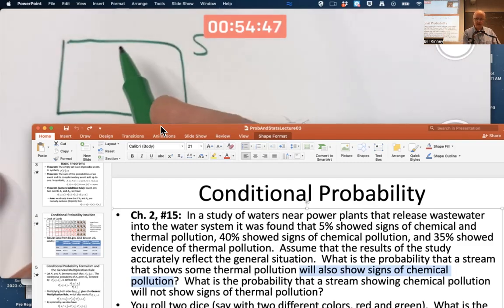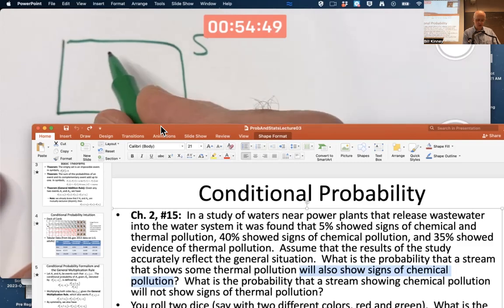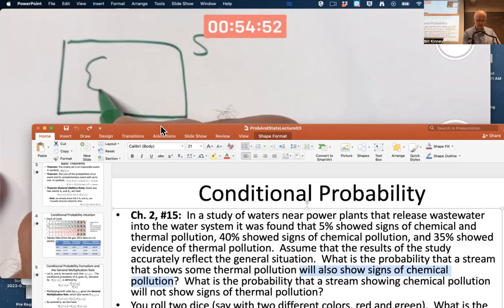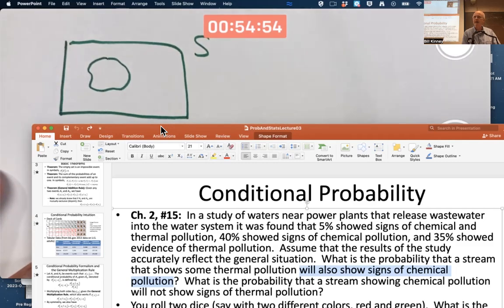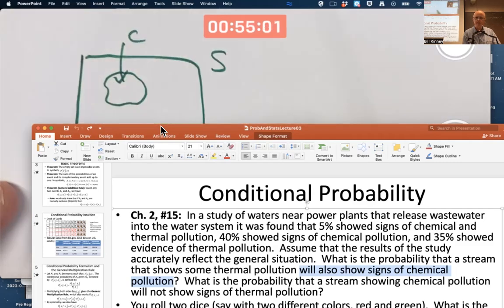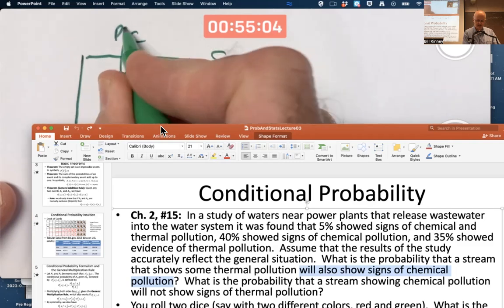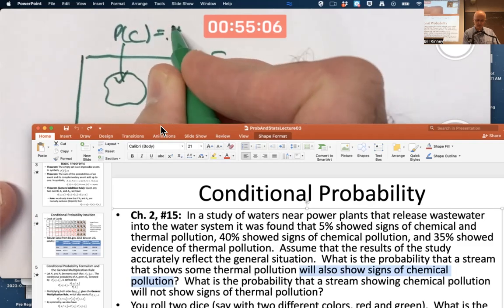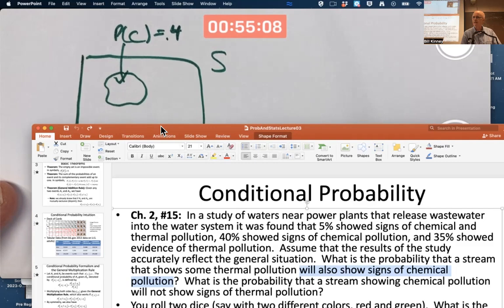We can just say, okay, if 40% show signs of chemical pollution, we can think of that blob as being the event that it shows chemical pollution, which I'll go ahead and denote by a C. And P of C is 0.4. Okay, we don't have to be super fancy about saying exactly what the sample space is. I specified it in a way you could think of it, but you don't literally have to write it down. Okay, we're just trying to solve the problem.